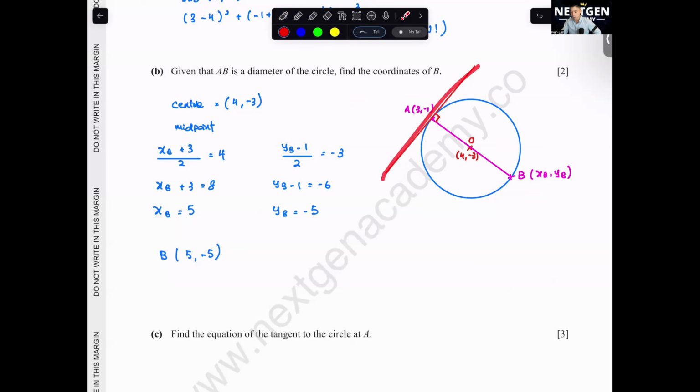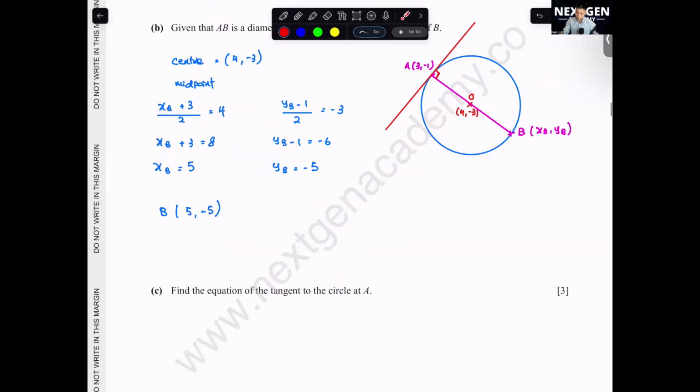The gradient of the tangent, how can we find? We find the gradient of this line first. So you can find AO or OB, AB. I will use AO because my A and O is confirmed, or more or less should be correct already, unless you make a small mistake. Find the gradient of AO, then find the perpendicular gradient. So gradient of AO.